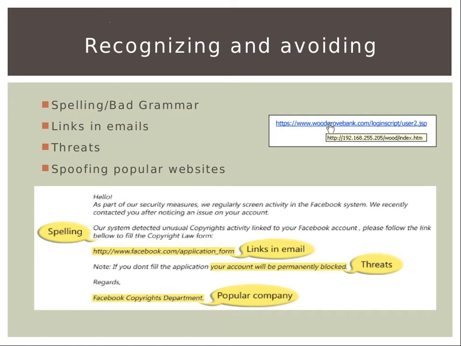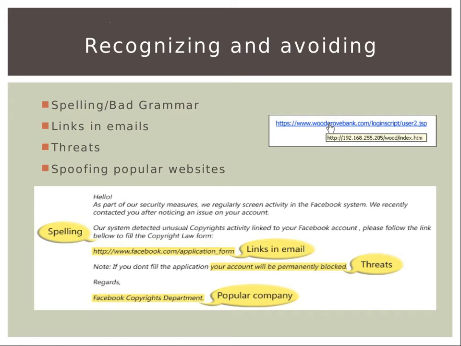Another thing that you may notice is they may include threats, such as your account will be permanently blocked. Most companies would not threaten you with things like that. They may say things like, your account has been locked temporarily, please go to our website to unlock it. But they wouldn't say things like, we blocked your account, or you may lose money or something like that.